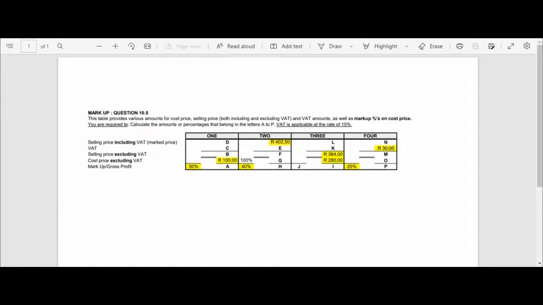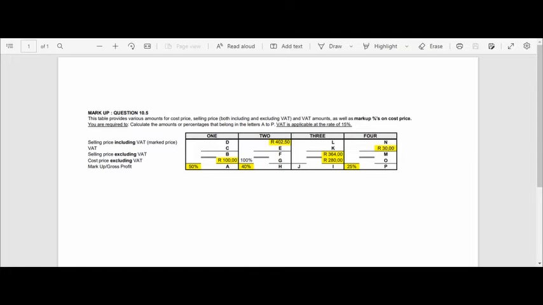So here they say question 10.5. This deals with markups, ladies and gentlemen. So that is not strange or foreign to you. You know all about that. But now we also bring value added tax into the equation. So let's read the question. Some of you might have already done that perhaps last night or early this morning. They say the table provides various amounts for cost price, selling price, both including and excluding value added tax, and the value added tax amounts itself, as well as markup percentage on cost price.